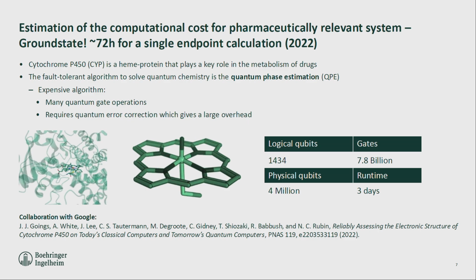And this is some work we did with our collaborators at Google Quantum AI, where this is one of the first research estimates that was done on how large and how long these calculations would be. Two years ago, our estimate was that we would need around 4 million physical qubits, which in error-correcting land results in around 1,500 logical qubits. And then you have to do around 8 billion gates, which takes around 3 days of runtime, which is the worst-case scenario that we dug up 2 years ago.